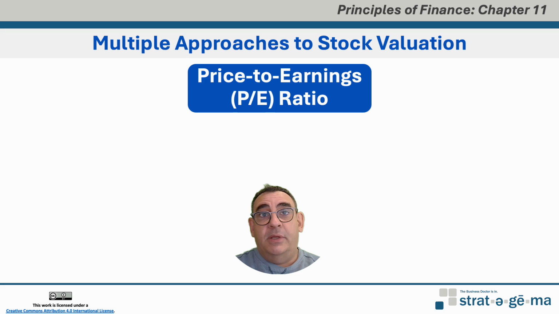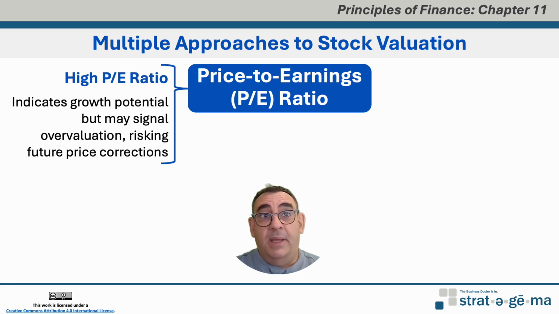A high price to earnings ratio basically indicates growth potential, but it could signal overvaluation, which puts the company at risk of future price corrections. So when you have a lot of hype that drives the price of the stock up to where its price doesn't make any sense relative to its earnings, that is something to watch out for.